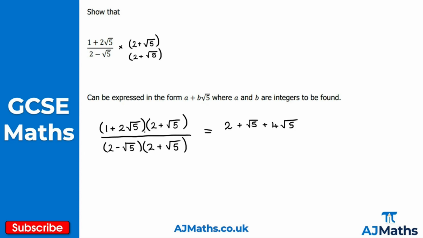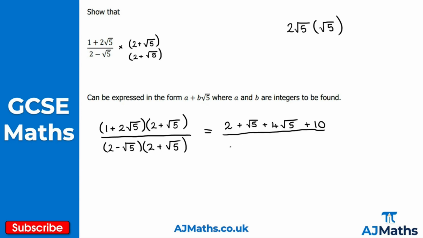And then finally, 2 root 5 times root 5 here. So just be very careful with this. It's very easy to make a mistake. Root 5 times root 5 would give me 5, and then we're doing 2 times that. So 2 times 5 would give me 10 there. We get plus 10. So that's the numerator. We'll come back in a moment to simplify that.